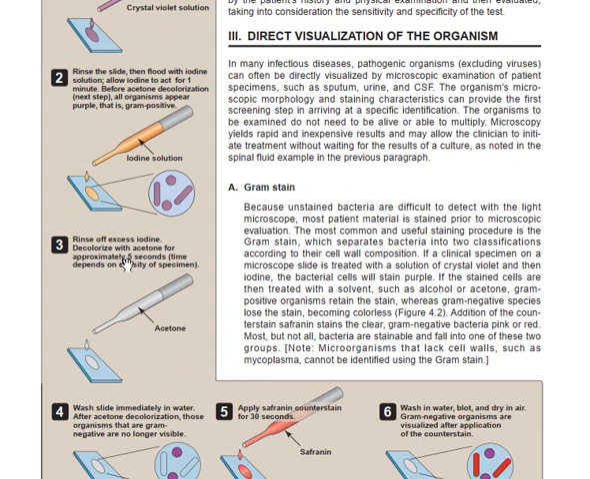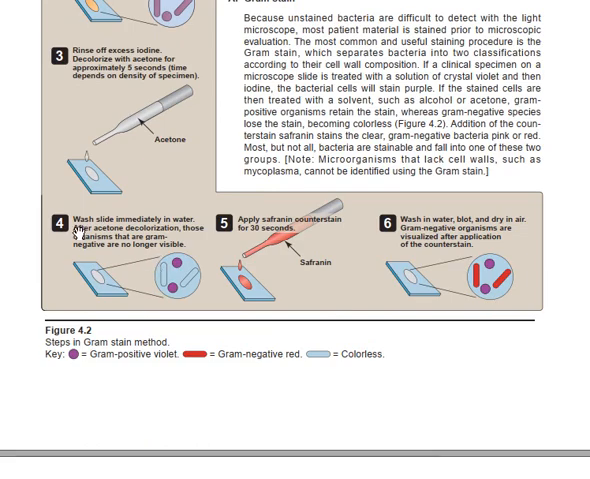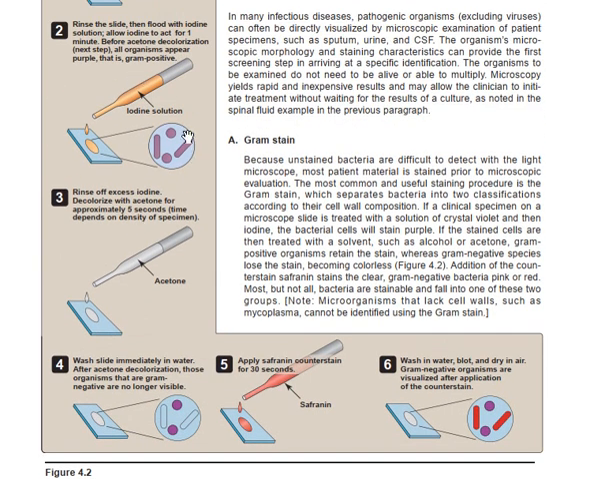for approximately 5 seconds. In this case, here is for 1 minute and here is for 5 seconds. Is it clear? The time depends on the density of the specimen. So you wash the slide in water. After acetone decolorization, those organisms that were gram negative are no longer visible. Is it clear? So you need to know that all the gram positives are purple when you had iodine first here.